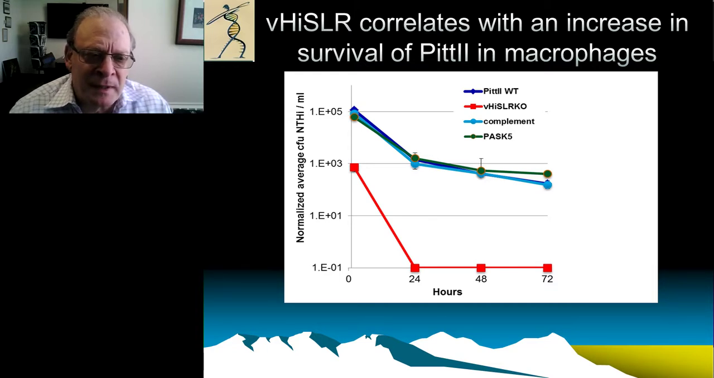And here you can see that's exactly what's going on. The wild type strain, which is in the dark blue, enters and persists for at least 3 days in the macrophages, whereas the knockout, represented by the red line, all of the knockout bacteria are dead inside the macrophages within 24 hours. And then we can show that the complement behaves like the wild type as well.